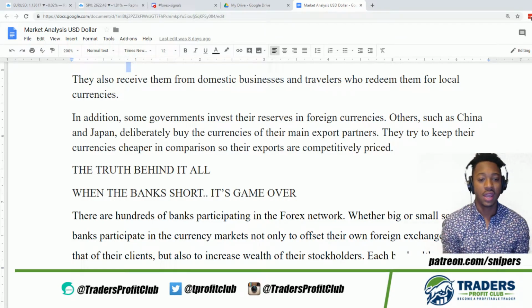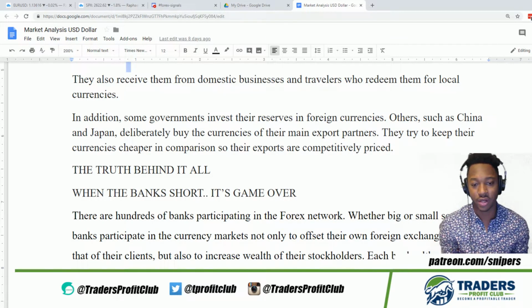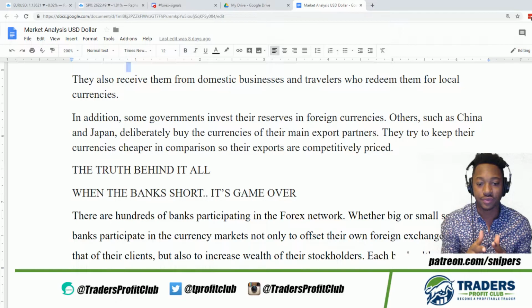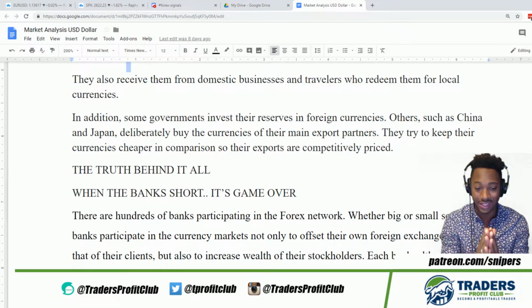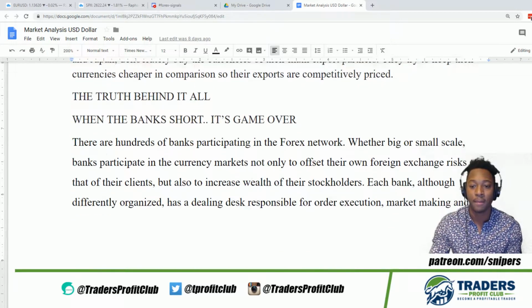So, hundreds of banks are participants in the forex market, whether on a big or small scale. Banks are participants in currency markets not only to offset their own foreign exchange risk and that of their clients, but also to increase the wealth of the stockholders. Each bank, although differently organized, has a dealing desk responsible for order executions, market making, and risk.